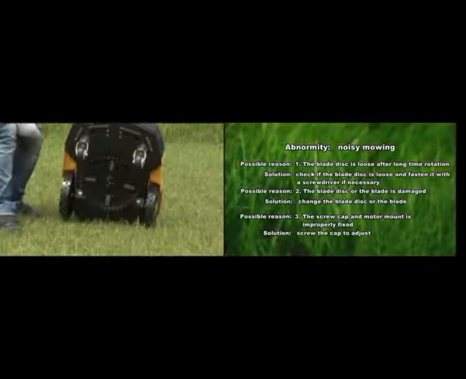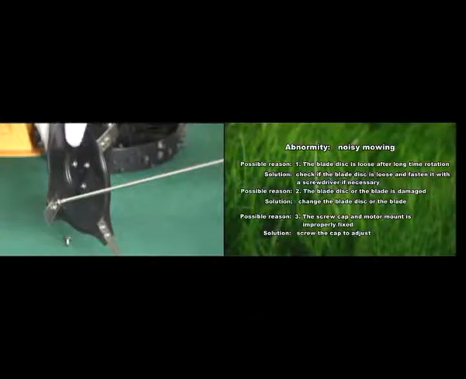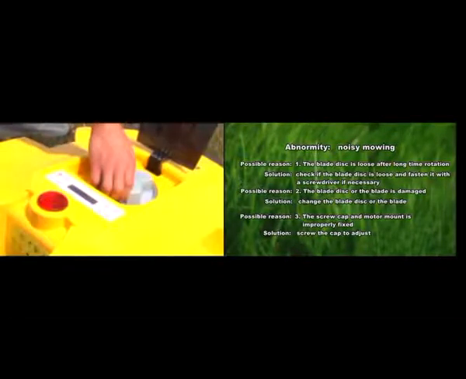Abnormality: noisy mower. Possible reasons: 1. The blade disc is loose after long time rotation. Solution: check if the blade disc is loose and fasten it with a screwdriver if necessary. 2. The blade disc or the blade is damaged. Solution: change the blade disc or the blade. 3. The screw cap and motor mount are improperly fixed. Solution: screw the cap to adjust.